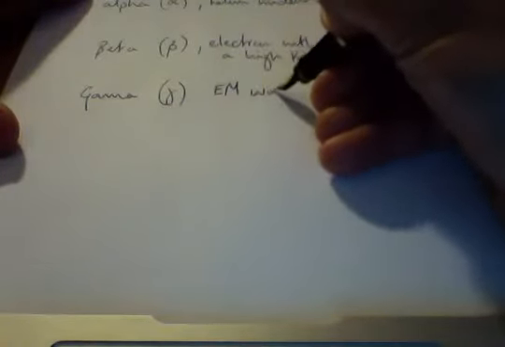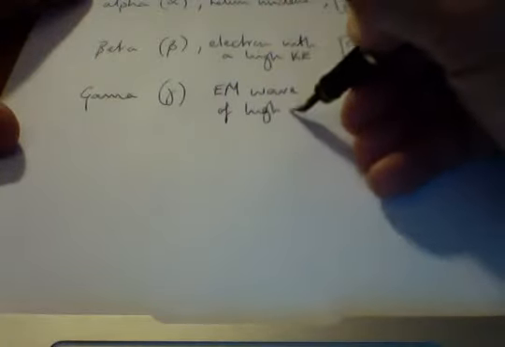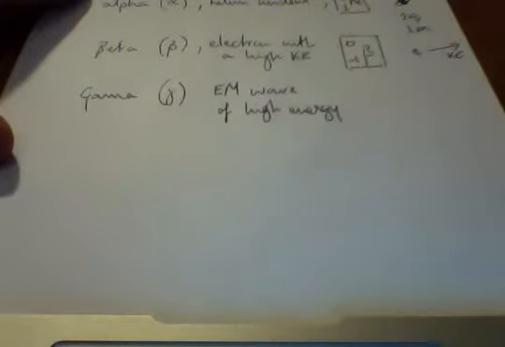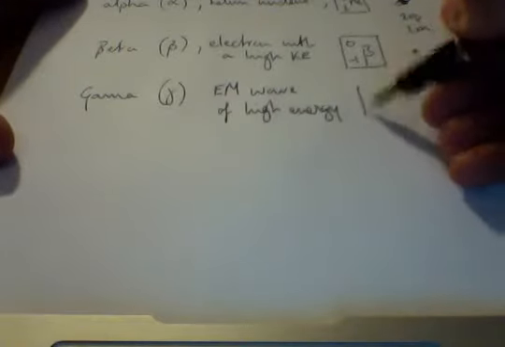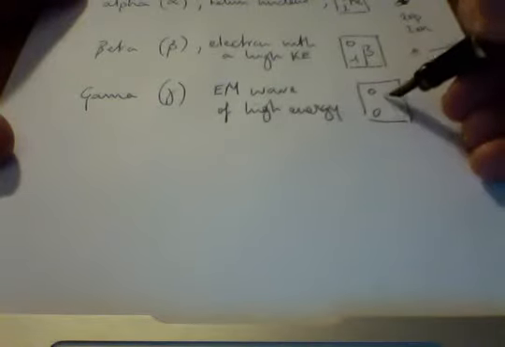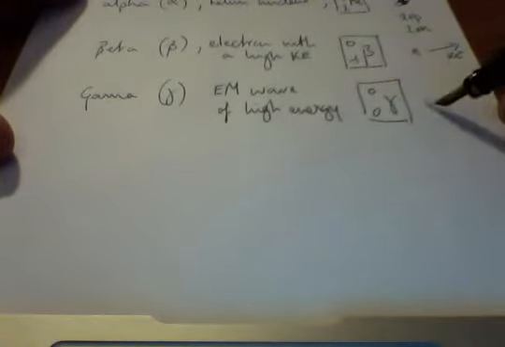And the third one, gamma, given the symbol gamma, is an electromagnetic wave of high energy. I don't know if you remember the electromagnetic spectrum, but gamma sits right at the one extreme. It's very, very high energy. But because it is an electromagnetic wave, it has no mass and it has no charge. It's just merely gamma, an electromagnetic wave.